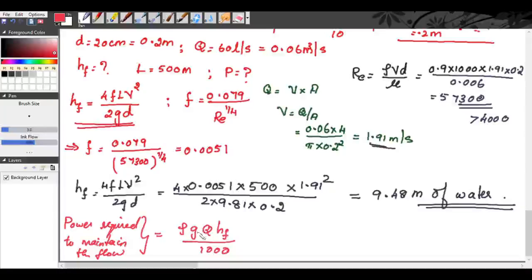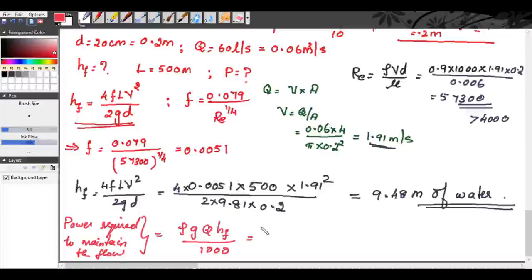Okay, rho into G is nothing but the weight density. So, weight density into discharge into head loss. Okay, that is power required. Weight density multiplied by discharge multiplied by head loss. That is the power required to maintain the flow. Expressing the weight density as mass density into G, we get rho G Q HF.